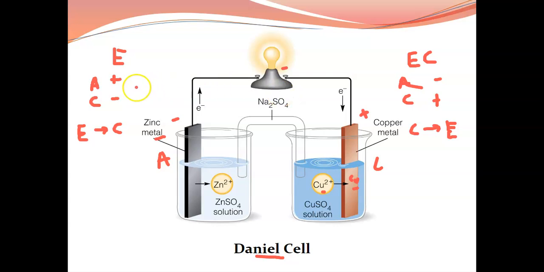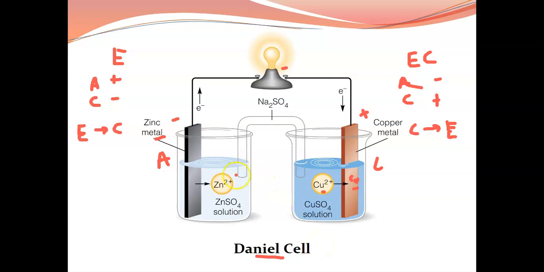In electrolytic cell, a non-spontaneous redox reaction is going to happen. And in electrochemical cell, a spontaneous redox reaction is going to happen. So this is a Daniell cell whose potential is 1.1 volt.